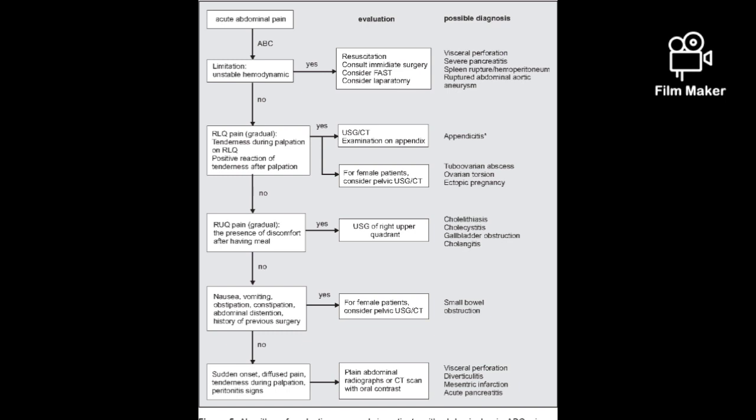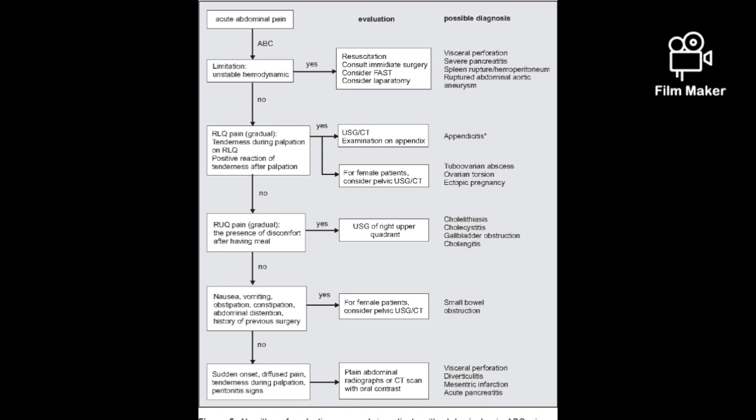Certain elements of the history and physical examination are helpful. For example, constipation and abdominal distension strongly suggest bowel obstruction, whereas others are of little value. For example, anorexia has little predictive value for appendicitis.